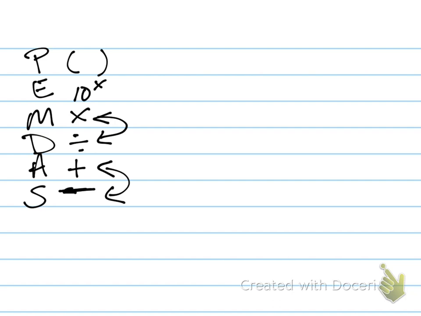Same thing with multiplication and division in the equation. If the multiplication sign comes first while reading left to right, then it comes before division. But if the division sign is first, then division would come first.